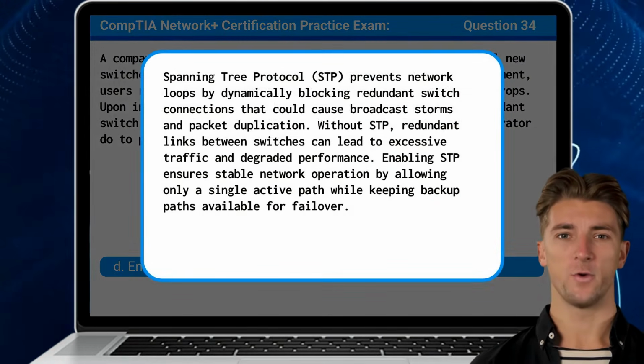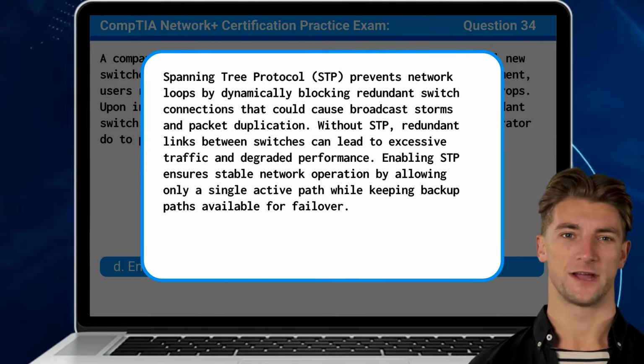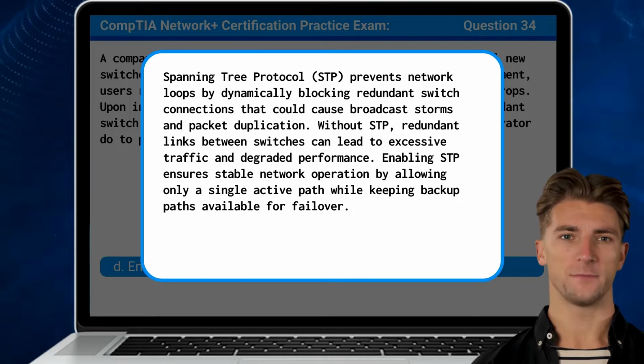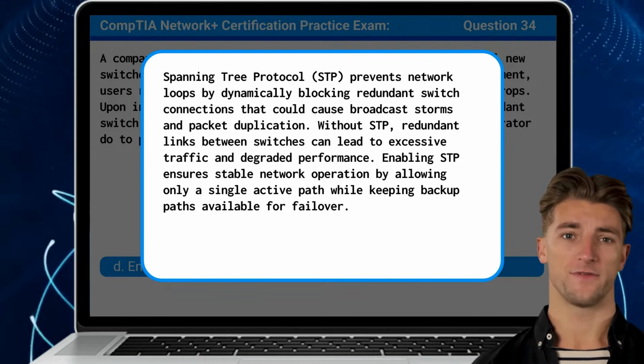Spanning tree protocol, or STP for short, prevents network loops by dynamically blocking redundant switch connections that could cause broadcast storms and packet duplication. Without STP, redundant links between switches can lead to excessive traffic and degraded performance. Enabling STP ensures stable network operation by allowing only a single active path while keeping backup paths available for failover.